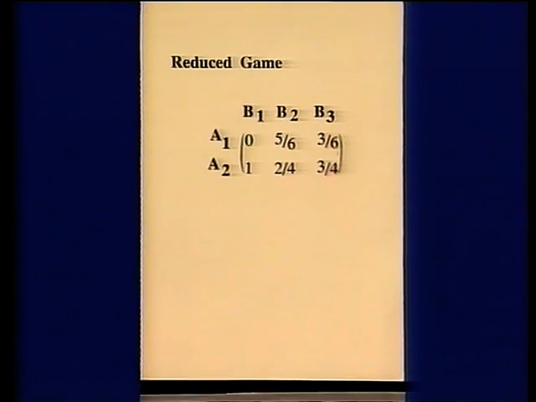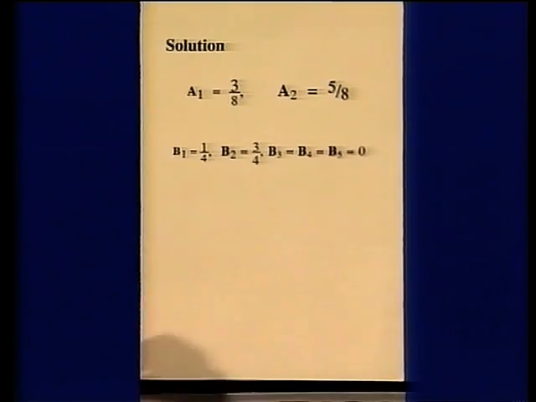That allows us to consider a reduced game, which we've done here, and that reduced game can be solved in much the same way as the previous example. We'll merely quote the solution to you, that A should mix the strategies in the proportions 3/8 to 5/8. B ignores, in fact, his 3rd as well as his 4th and 5th strategies and plays 1 and 2 in the proportions 1/4 to 3/4.